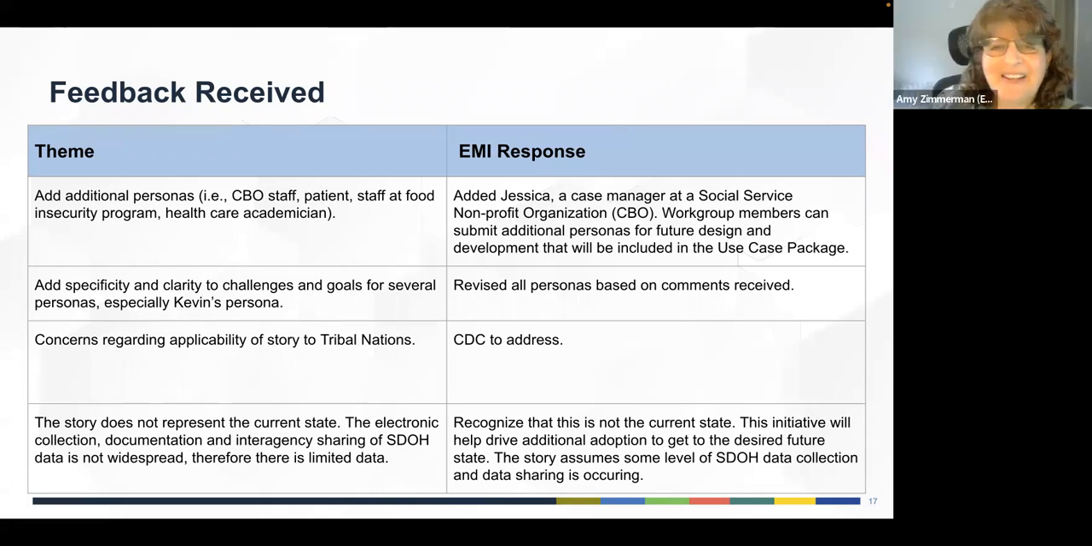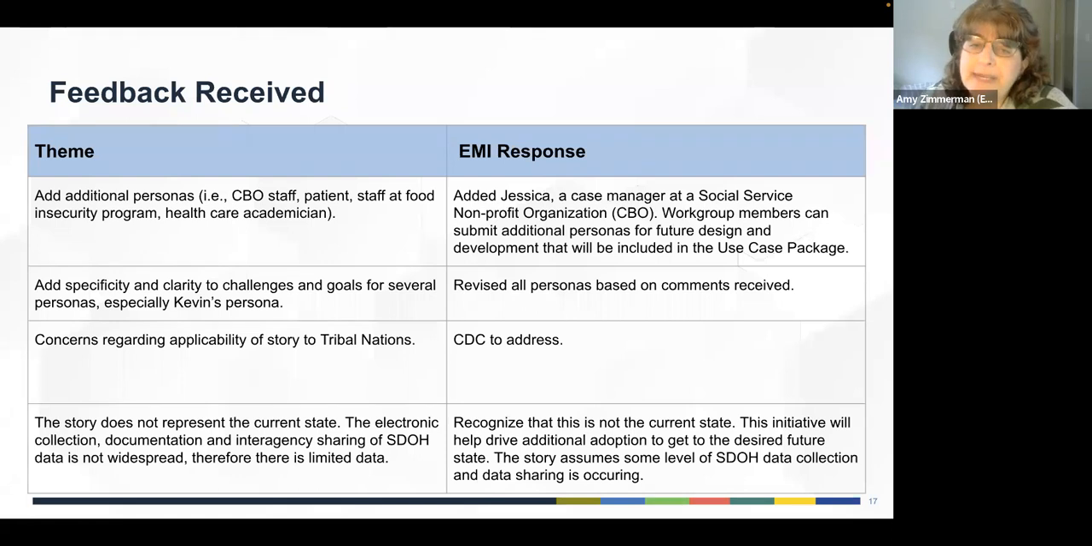Great, thank you, Shay. All right, so moving along with other feedback. There were also some themes that the story really doesn't represent the current state. That the electronic collection, documentation, interagency data sharing, it's not really widespread, there's limited data. So we just want to say that we recognize that this is not the current state, that it is happening in very small pockets. There are some places that are doing this, but it's not widespread, it's not broad. But we also really want to point out that part of the goal of this initiative is to really drive the additional adoption, to get us to the desired future state of being able to have this information collected and shared and interoperable.